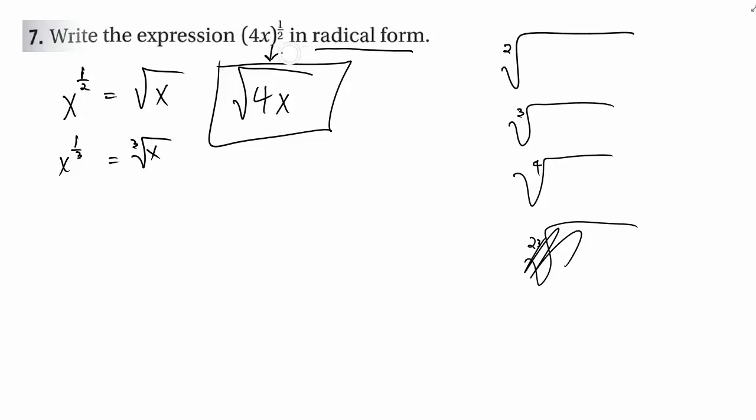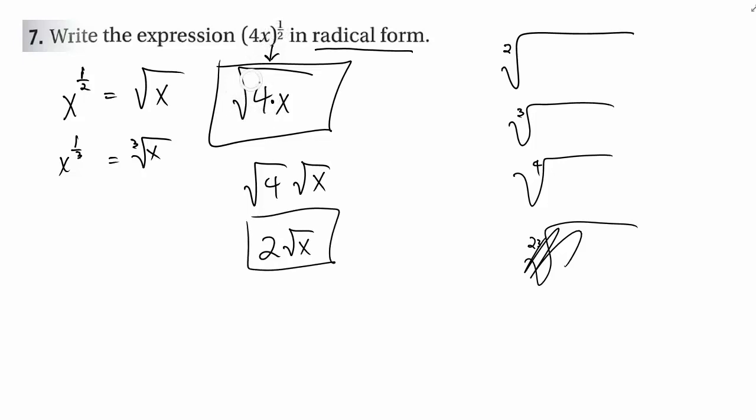Now, we can actually simplify this radical. This is the square root of 4. This is the square root of x. So remember you have two radicals, so you could simplify that a little bit better. Since the square root of 4 is 2, if you did simplified radical form, it would be 2 square root of x. But there's your answer right there, square root of 4x, and this is that thing simplified.